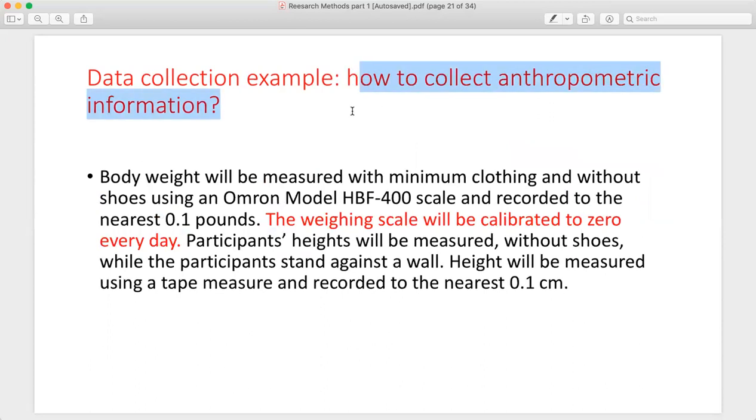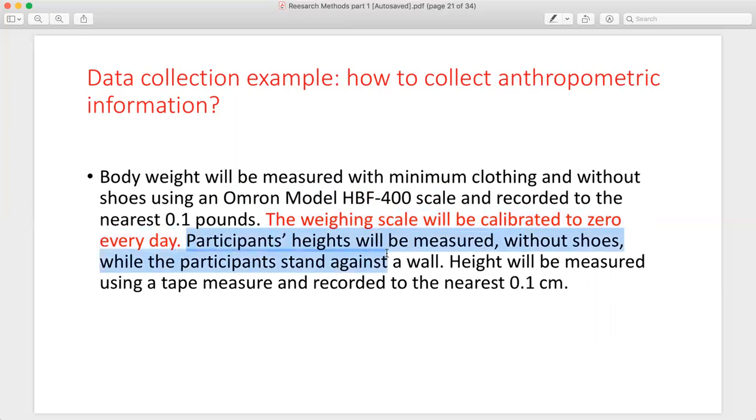For the anthropometric information, we would say that body weight will be measured with minimum clothing and without shoes using an Omron model SPF 400 scale. So make sure you write the specific instrument that you are using. And then for the validity, we would say that the weighing scale will be calibrated to 0 every day to ensure that the measurement will be valid and reliable.